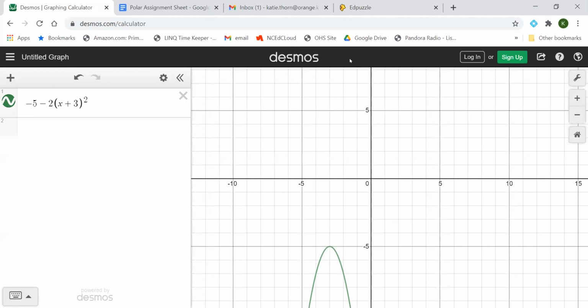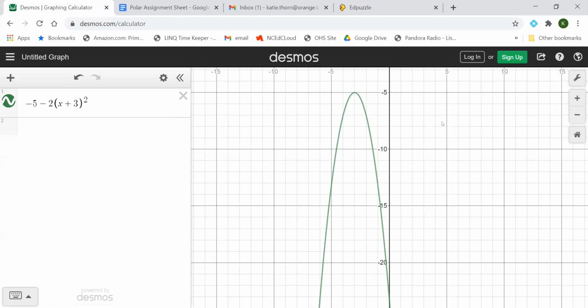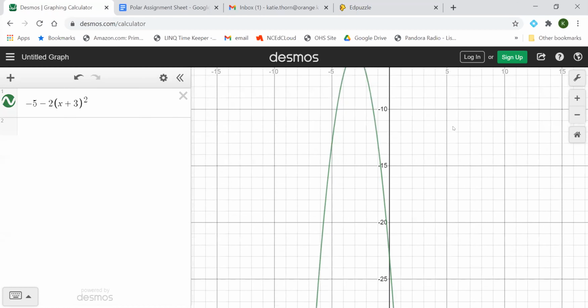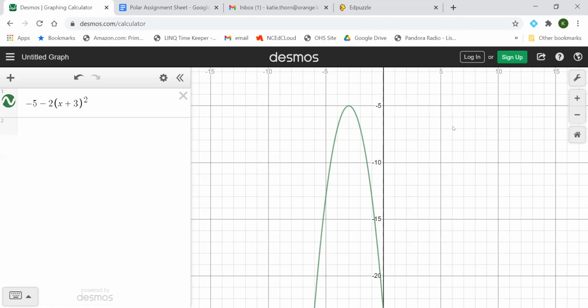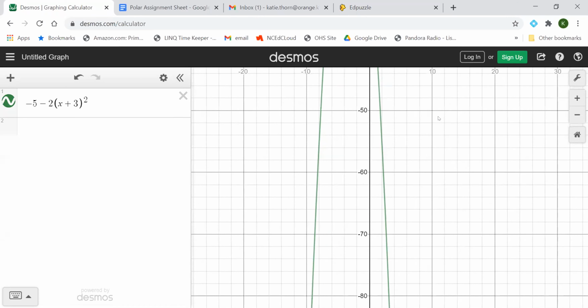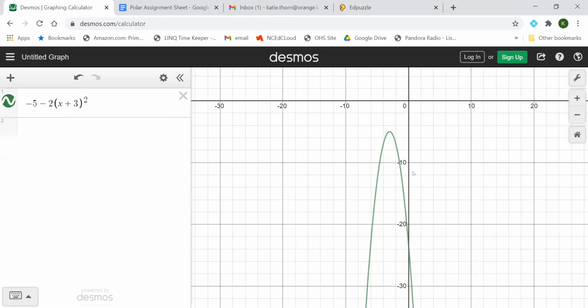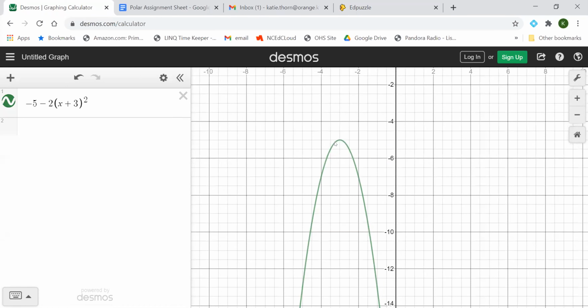All right, so here I have typed in my function that was given to me in Desmos. I can see it is a parabola that is pointing down. And it is asking me for the range. So remember, range are the y values. And we always go bottom to top for range. So it is going down forever and ever, which means it's going towards negative infinity. And the highest y value is right here at -5.